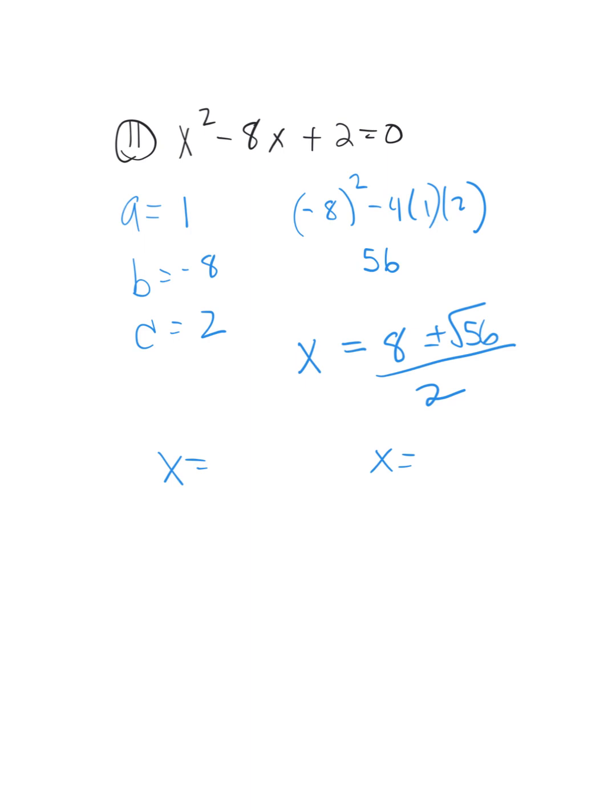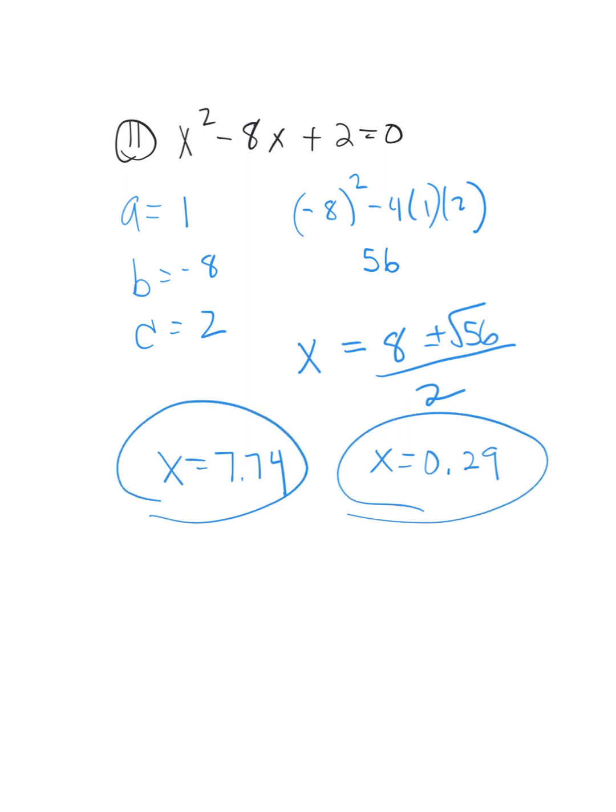And then make sure you hit equals or enter, divide by 2, round that to 2 decimal places. We should have 7.74. Now we're going to do 8 minus the square root of 56. Make sure that you divide by 2. Round that to 2 decimal places, and that is going to be 0.29. And there are the two places where our parabola crosses over the x-axis.